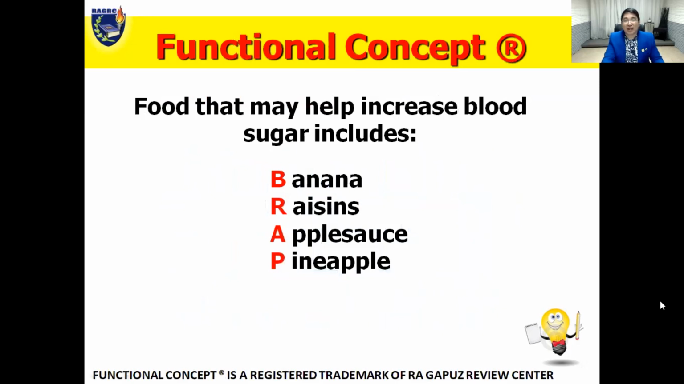Okay, food that may help increase blood sugar includes your BRAT: banana, raisins, applesauce, and pineapple. So actually, this food could stay longer in the GIT, such that the sugar level becomes a little more sustained. So we could recommend that if a patient who is prone to hypoglycemic reaction would need snacks, they could have banana, raisins, applesauce, or pineapple as their snack.